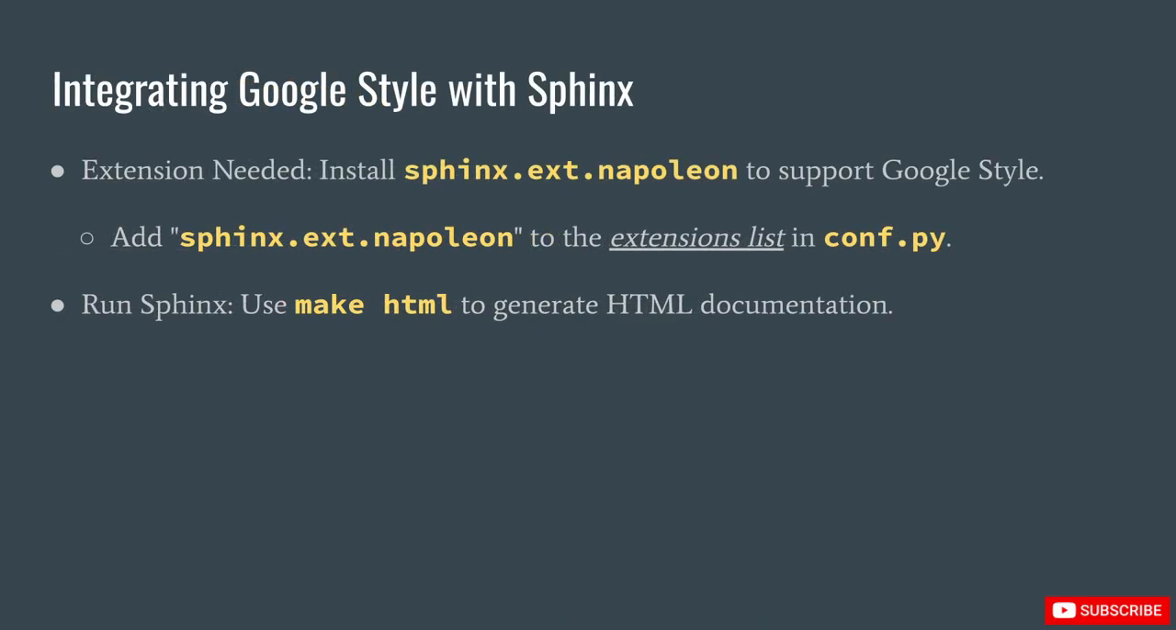To integrate Google-style docstrings with Sphinx, you'll need to install the Napoleon extension, which enables support for Google-style formatting. After installation, simply add Napoleon to the extensions list in your config file. Once that's done, run the make command to generate your HTML documentation, and Sphinx will process your Google-style docstrings properly.